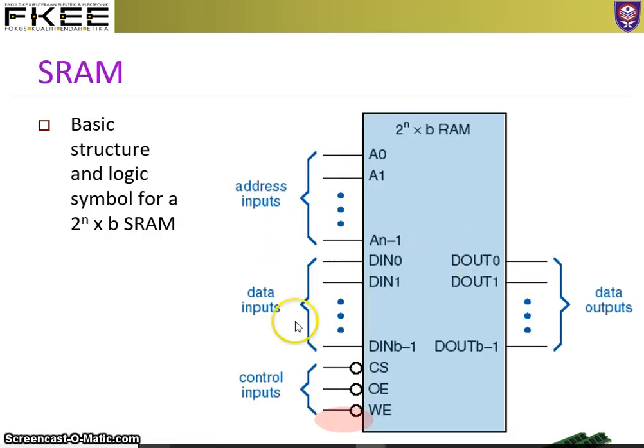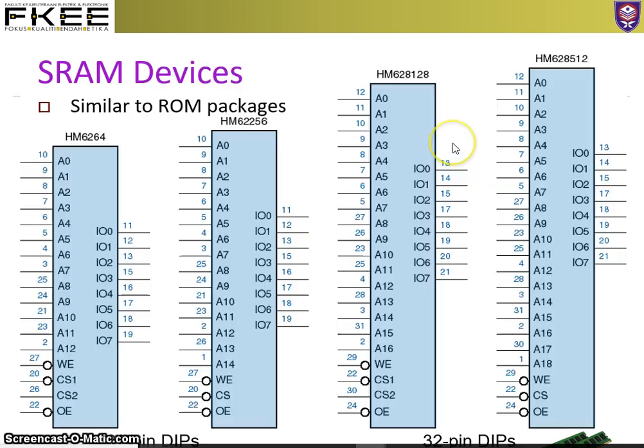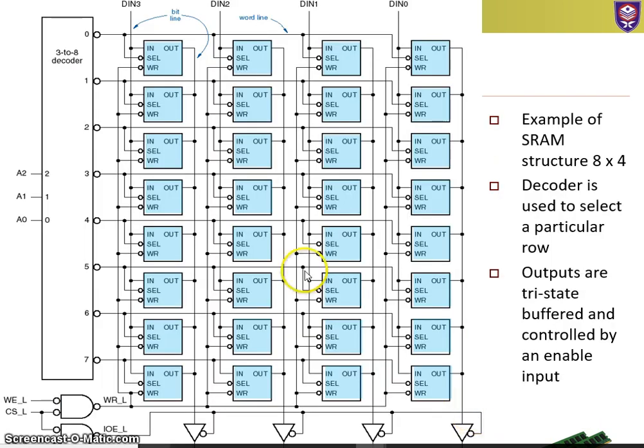We have address input, data input, the control input, and the data output over here. This is a 2^n by B RAM. So these are several examples of SRAM devices in 28-pin packages and 32-pin packages. Basically, for each cell you have in and out. This might be using a D flip-flop, so data goes in to the input, and then to the output.